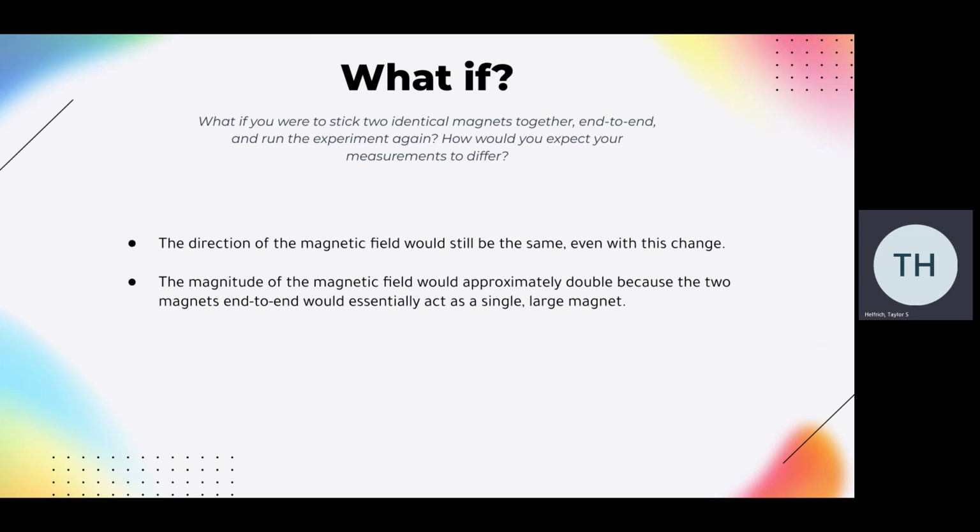Moving into the second question, we see that the direction of the magnetic field would still be the same even with this change, but the magnitude of the magnetic field would approximately double because the two magnets end to end would essentially act as a single large magnet.